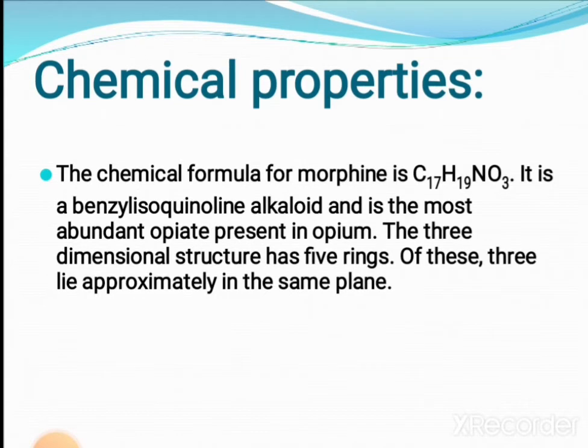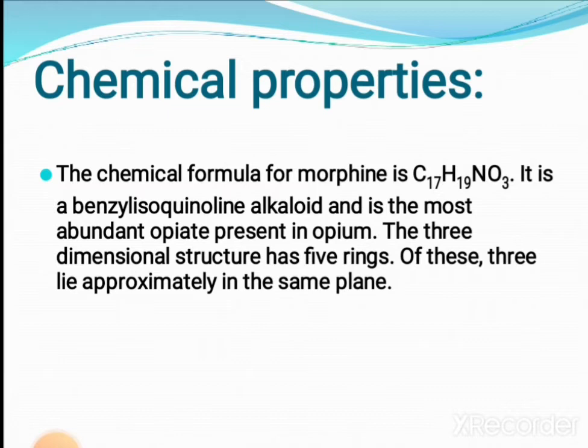Any chemical substance, any structure, molecule, atom or compound in chemistry has its chemical formula. And the chemical formula of morphine is C16H19NO3. It is a benzylisoquinoline alkaloid.